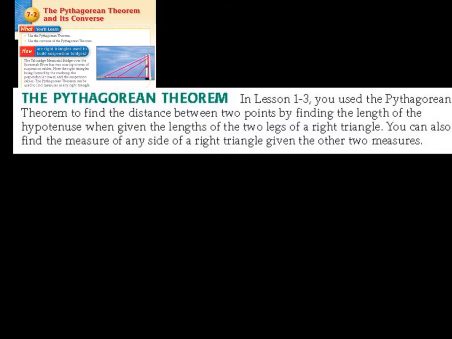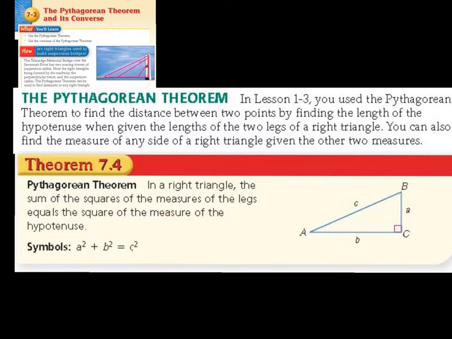In this same book, clear back in Lesson 1.3, we used the Pythagorean theorem to find the distance between 2 points by finding the length of the hypotenuse when given the lengths of the two legs of a right triangle. You can also find the measure of any side of a right triangle given the other two measures. Stated formally in Theorem 7.4, which means it's something that can be proved.